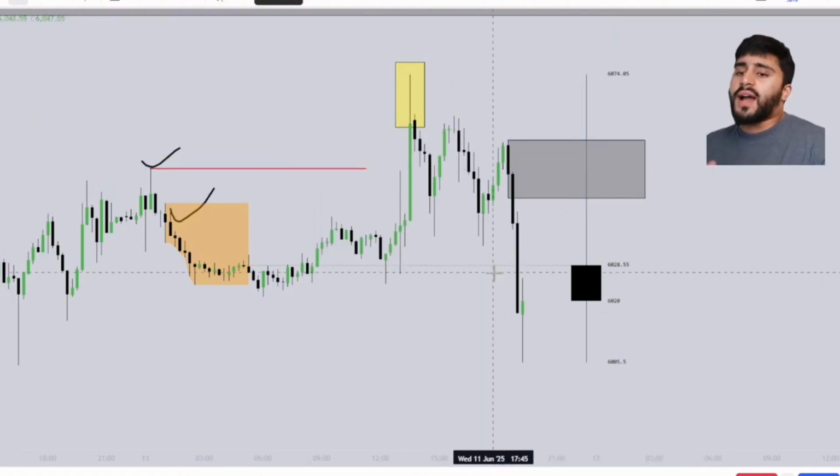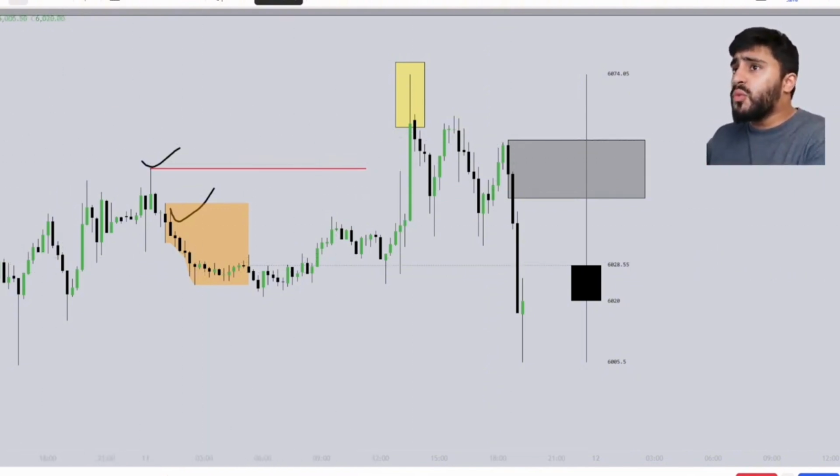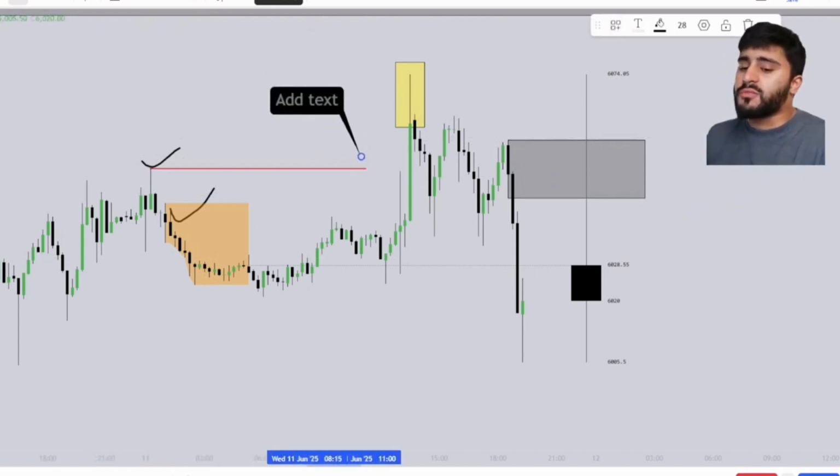So I get a lot of questions about how I form a POI or a supply area. And the way that I do that is by looking at the behavior around the POI, looking at the behavior around the price action. So there are three things I want to see when it comes to a POI.